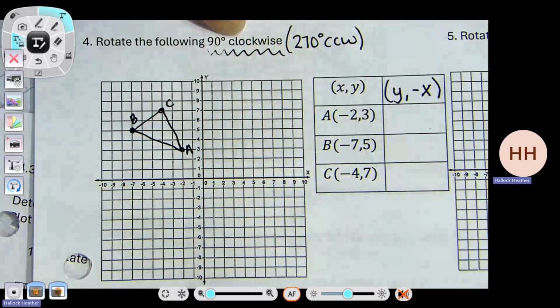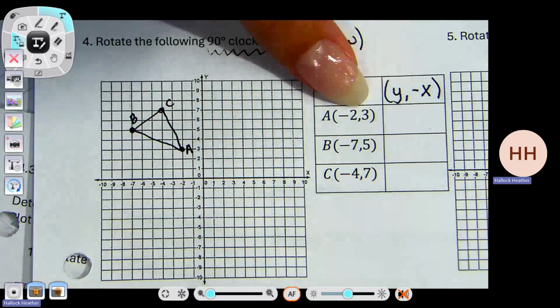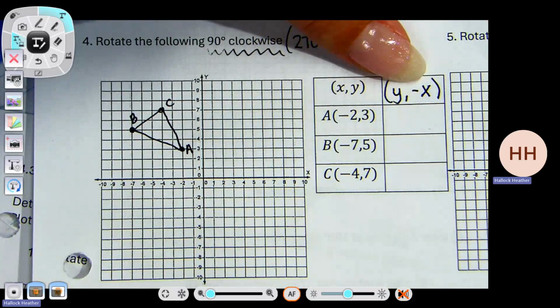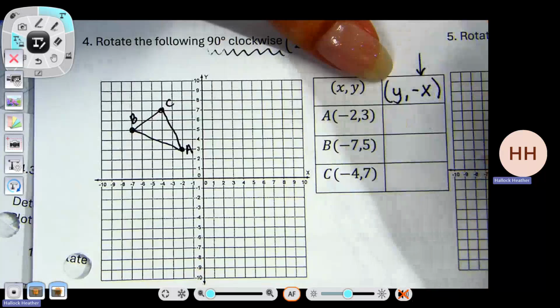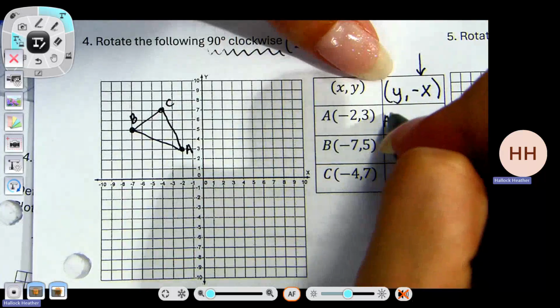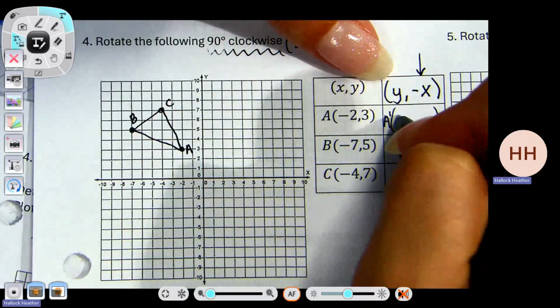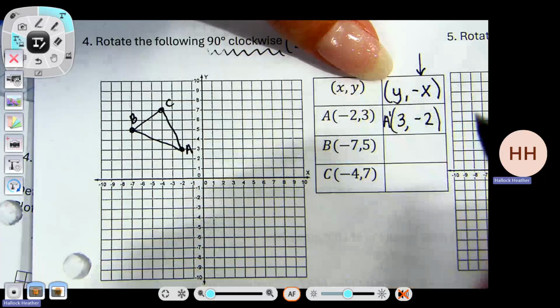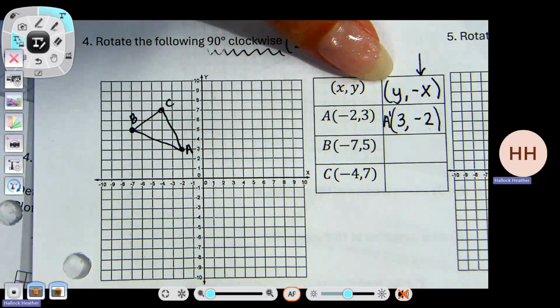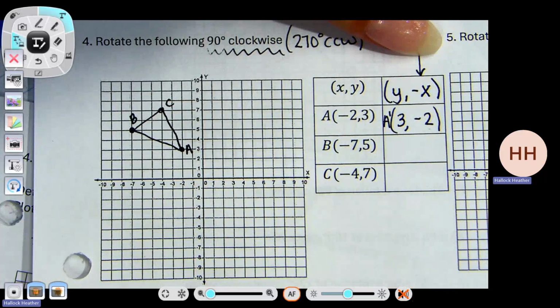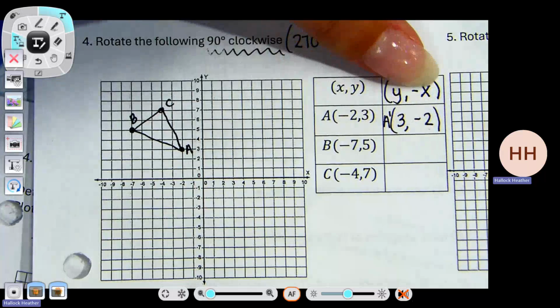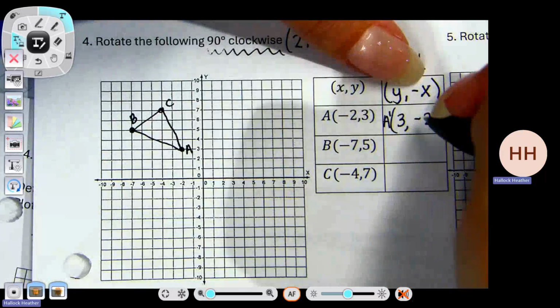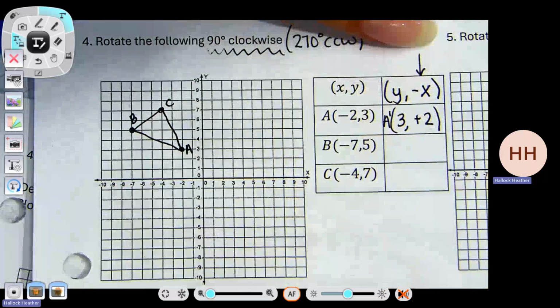The rules repeat themselves. So if this was the original point, I'm doing 2 things: I am flipping it and I'm changing the symbol in the back. I'm going to start by just flipping the coordinate. So if I flip it, it's 3, -2. Now I change the symbol in the back. So is this still -2? No. 2 negatives make a positive. So you can either leave it as +2 or I'm just going to make a plus sign.